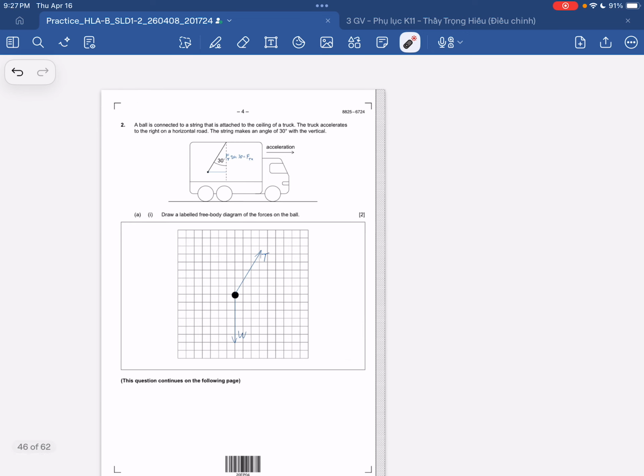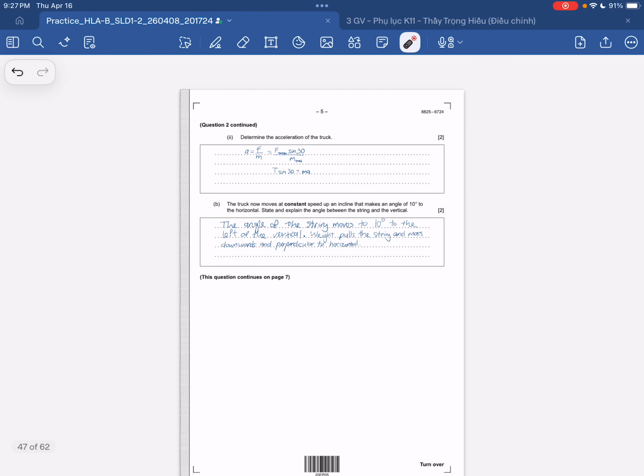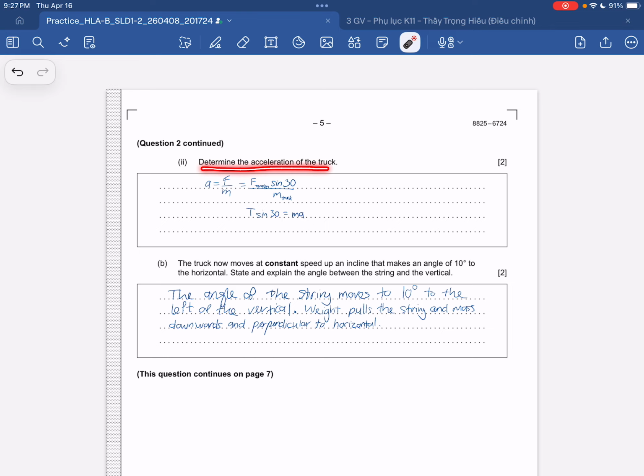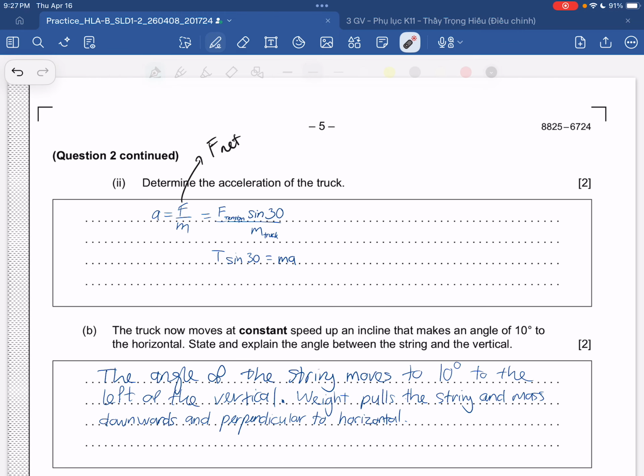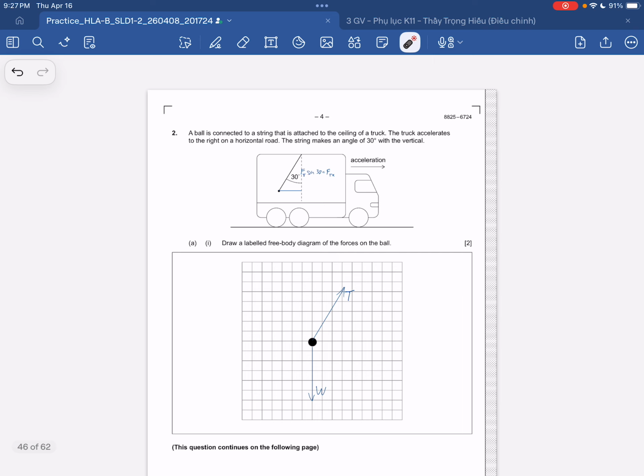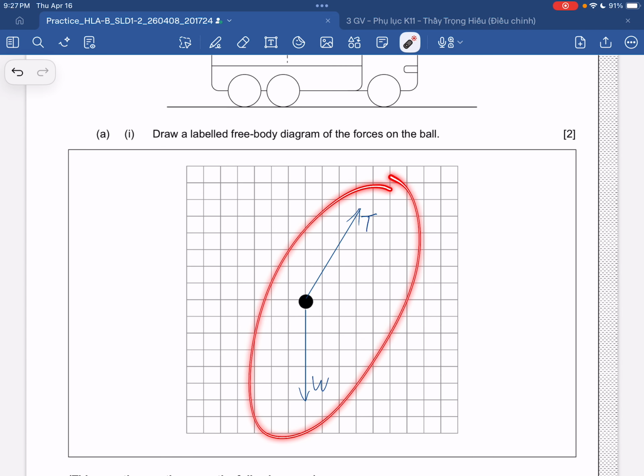And now the second question: determine the acceleration of the truck. So yes, this is a good equation: a equals F over m, and the F here should be the F net, right? So how do we know that the F net here should be the F tension times sin 30? So just come here. This is a vector addition.